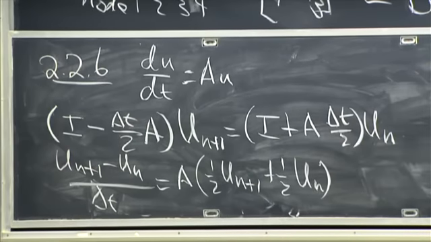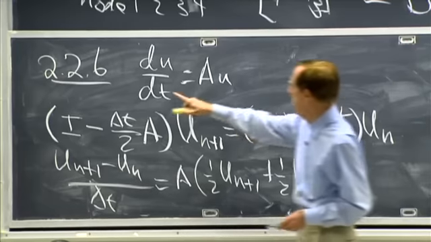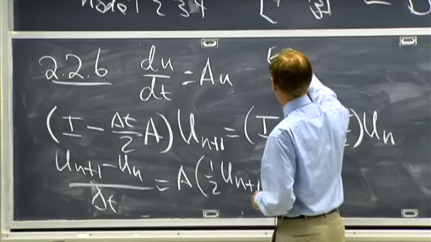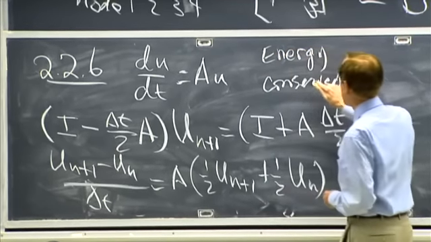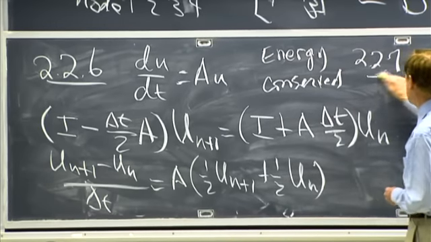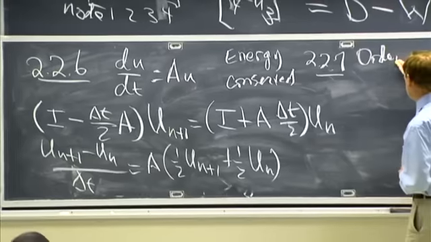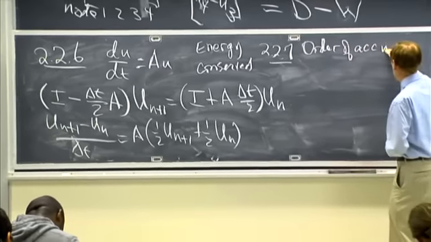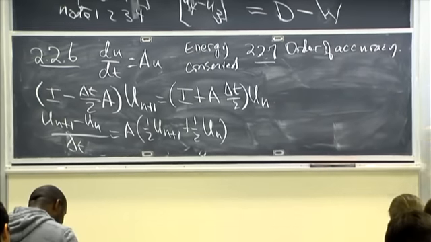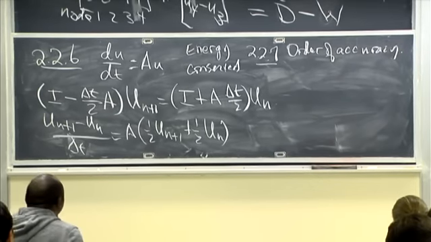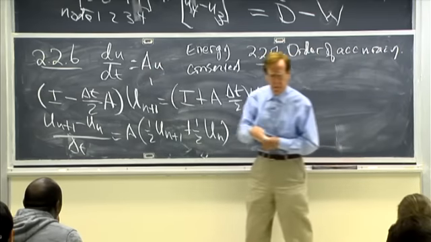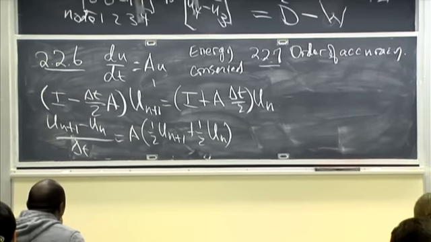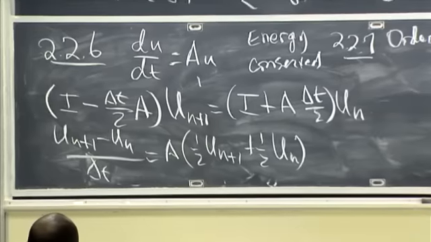Okay, so two questions then. One was the stability. So problem 6 was: is the energy conserved? And problem 2.2.7, if I anticipate it, is the order of accuracy. So these are both topics that are extremely important in choosing a difference method. We would like to know first, when is energy conserved there? What differential equations have conserved energy?